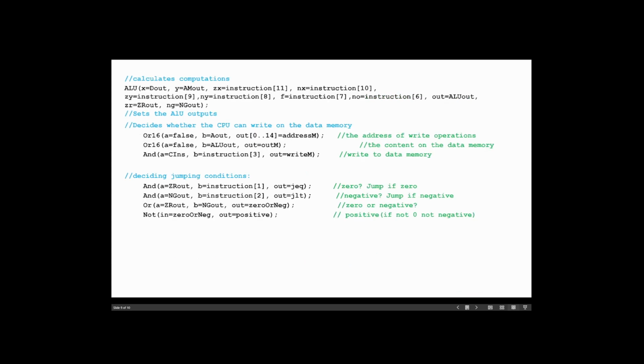The ALU computes a function on two inputs, which in this case would be the value that is stored in the D register and the value of either the A or M registers, and then generates output. It consists of input control bits, which are indicators of which function is computed on the two inputs to produce output, whereas the output control bits determine the properties of the result. The first two Or16 and the AND gate help us to set the ALU outputs in order to successfully write on the data. The next few lines determine the address of write operations.